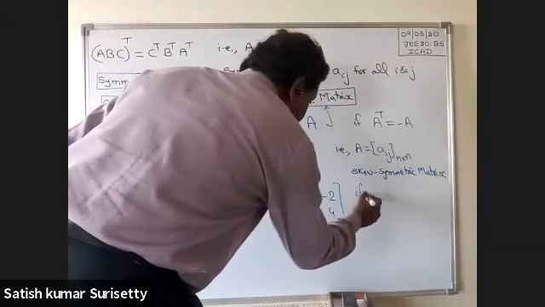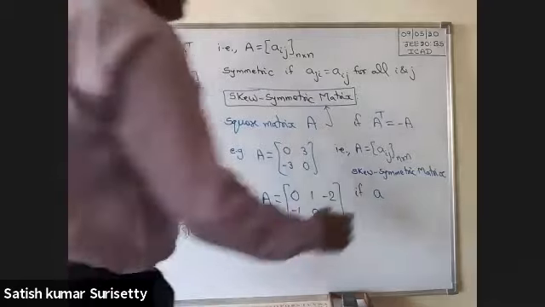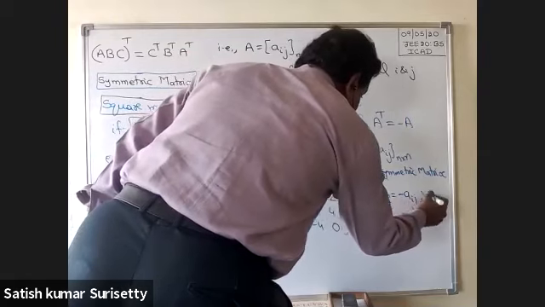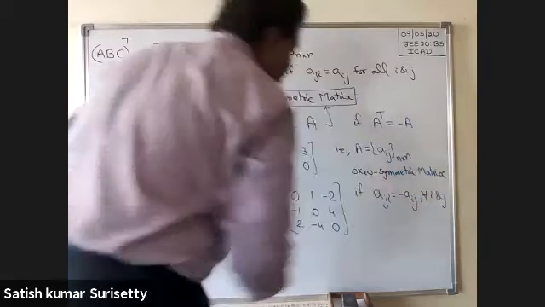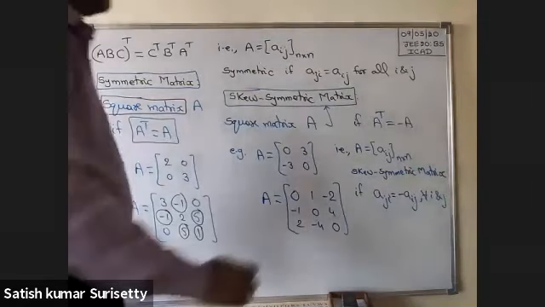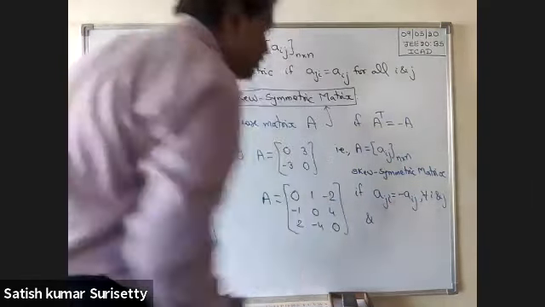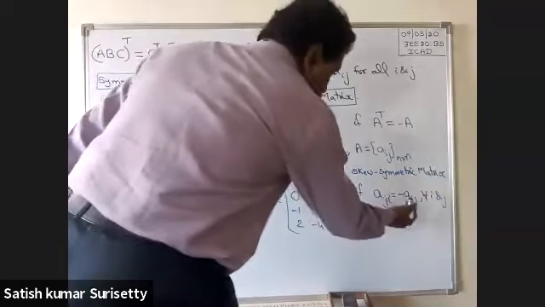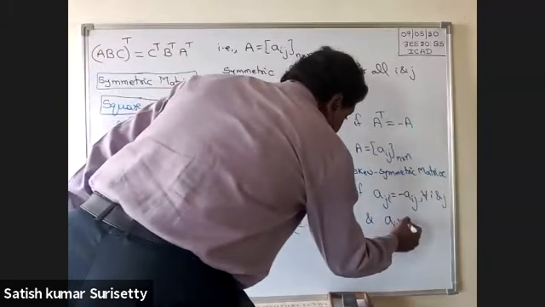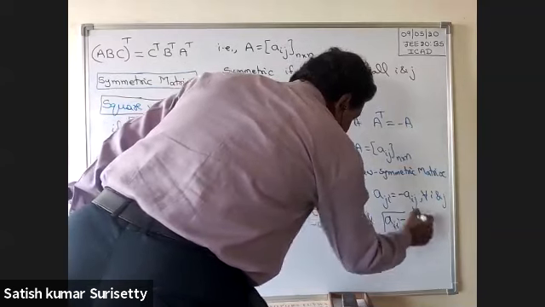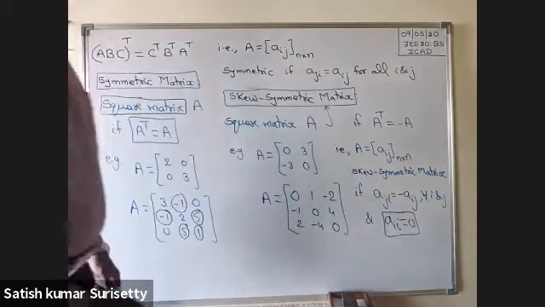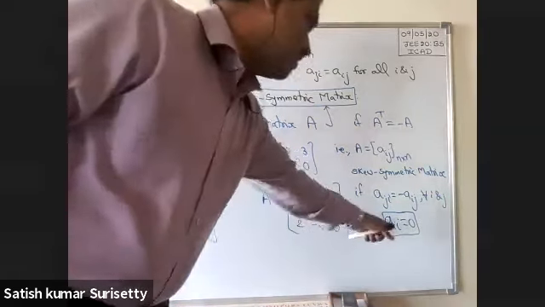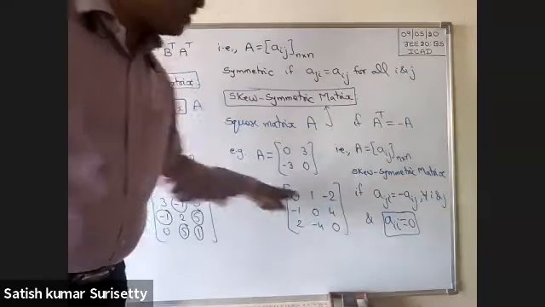if Aji equal to minus Aij for all i and j. And if i equal to j, then this becomes Aii equal to minus Aii. That means 2 times Aii will be 0. So Aii equal to 0. That is, when I replace i equal to j, then Aii equal to minus Aii. So Aii must be 0. That is, the principal diagonal elements must be equal to 0.